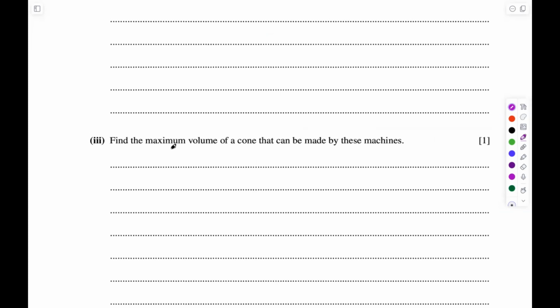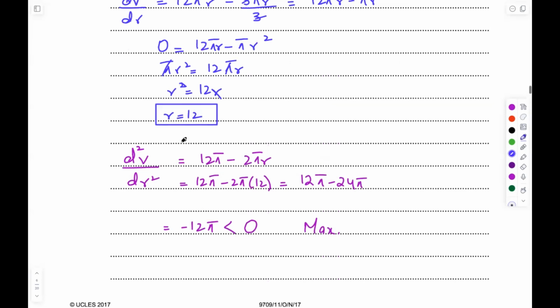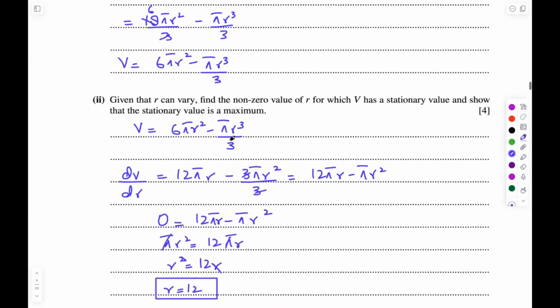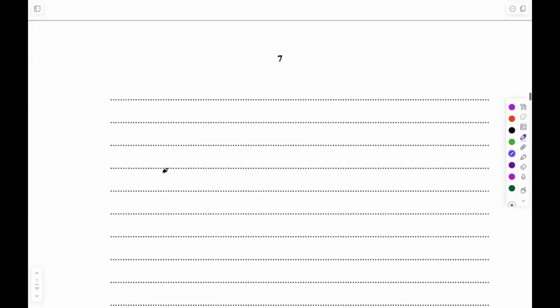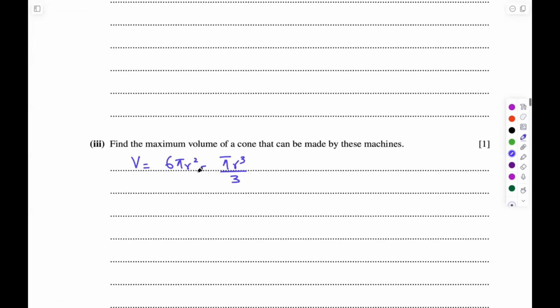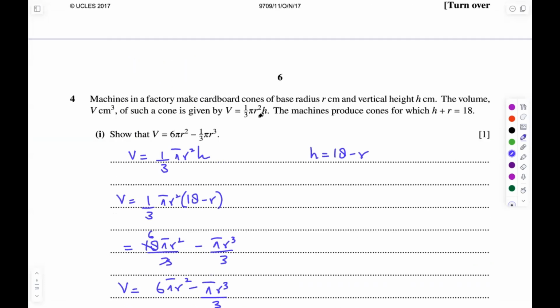In part 3, we have to find the maximum volume of the cone that can be made by these machines. Now to find the maximum value, we already have the maximum value of r, which was r equals 12. And the expression for V was 6 pi r squared minus pi r cubed upon 3. Or we can use the expression 1 upon 3 pi r squared h.